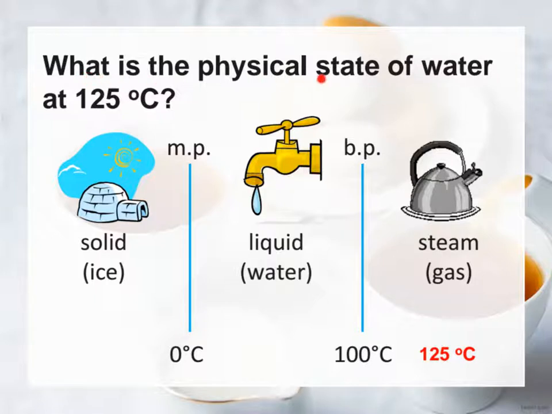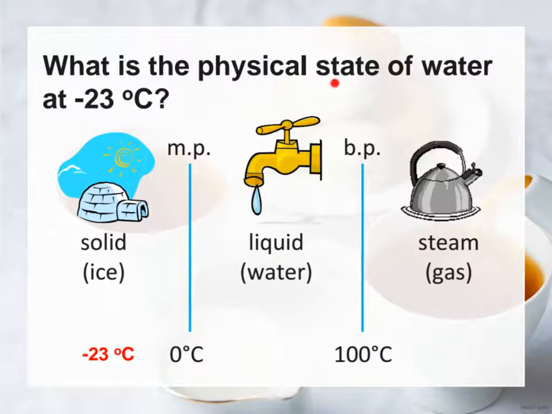What is the physical state of water at 125 degrees Celsius? 125 degrees Celsius is more than the boiling point, more than 100 degrees. So at 125, water got enough energy to turn into gas, and then at 125 degrees Celsius, water will exist as a gas.